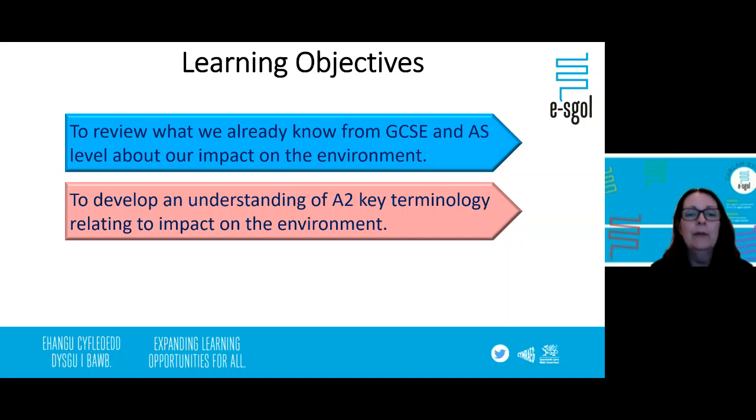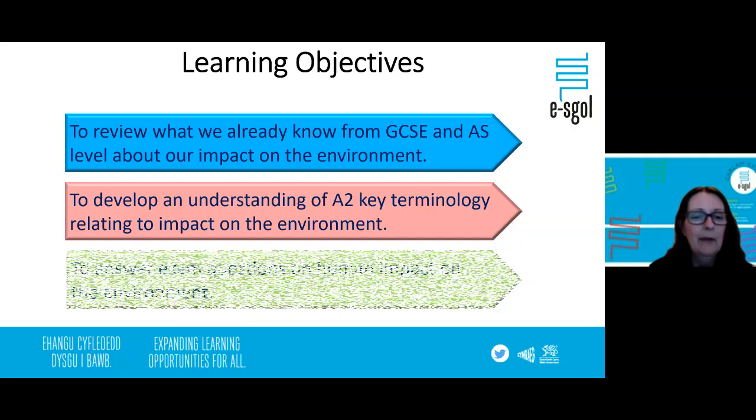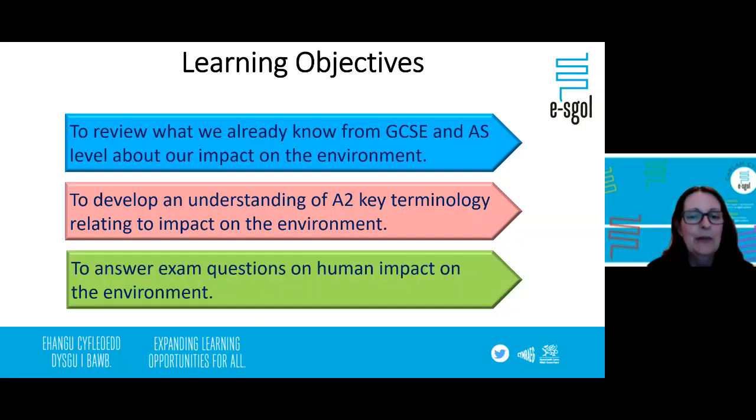So we'll look at some ways that we can do that and think about some ways that we can learn these terms so that we get them firmly implanted in our heads, so that when we have a look at some exam questions later on in this session, we are able to answer them very accurately. And then finally, we're going to have a look at some exam questions on human impact on the environment to see how we get on.